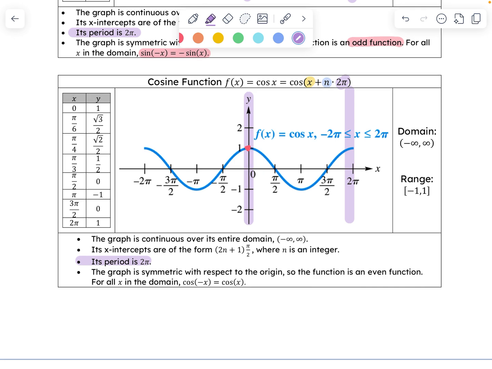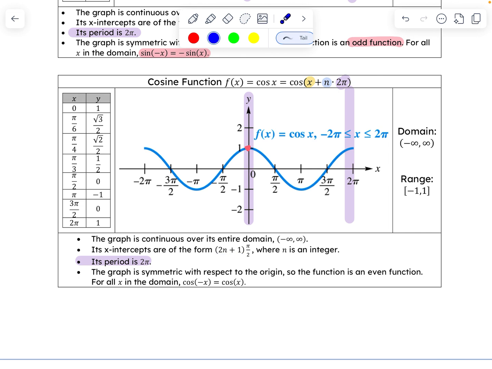This time our x-intercepts are a little bit different. This time our x-intercepts are of the form 2n plus 1 times pi over 2. So you can see our x-intercepts are at pi over 2, 3 pi over 2, negative pi over 2, negative 3 pi over 2. So our intercepts are all of the over 2 parts with our pi's: pi over 2, 3 pi over 2, 5 pi over 2. So it'll be the odd numbers times pi over 2: 1, 3, 5, 7, that kind of thing. So that's the 2n plus 1, is an odd number.